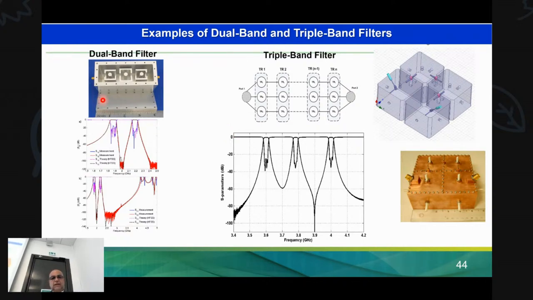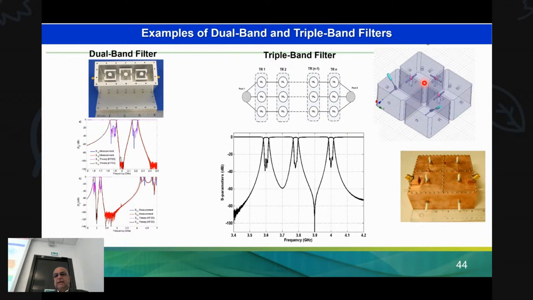For example, here we built this filter about 10 years ago or so. The comb line resonator is traditionally used in wireless base stations. By just modifying the structure, we did not increase the size, and the mass is only slightly more. But you see at the output, with one input and one output, you get two bands.